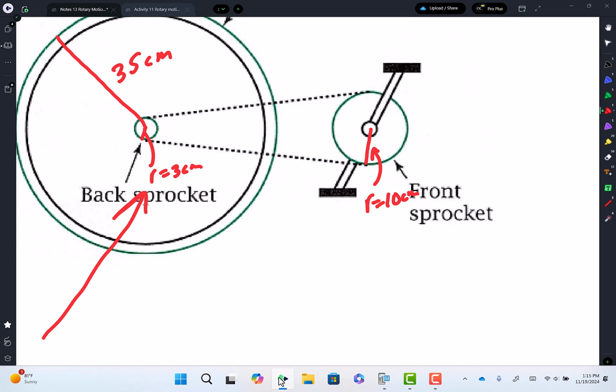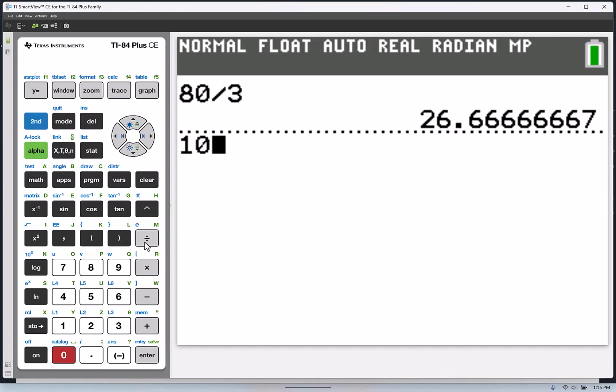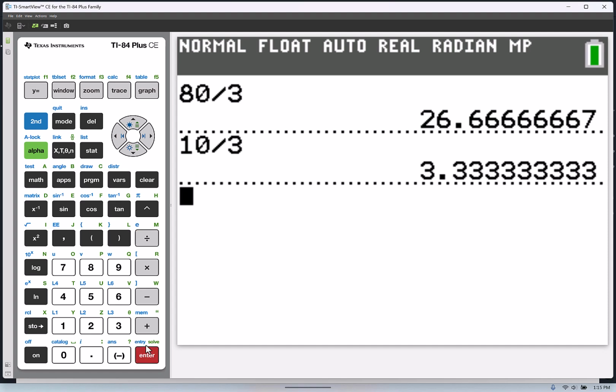I'm trying to show you guys another way to get this answer. Look at this. Check it out. I'm going to go 10 divided by 3, and I get this number. What does that mean? This number means that every time the big one does 1 revolution, the little one does 3.333 revolutions. Does that make sense?